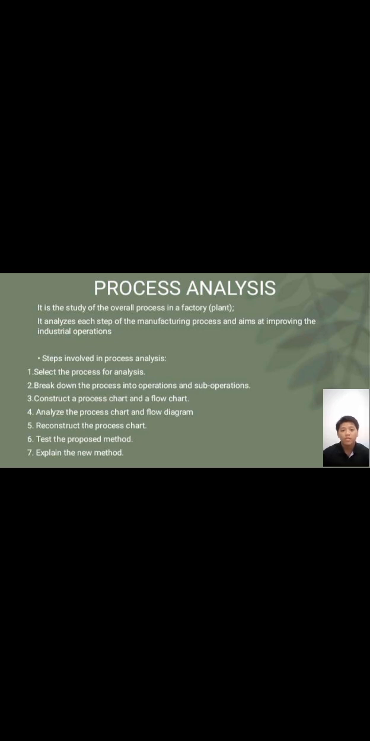Steps involved in process analysis. One: select the process for analysis. To select a process for analysis, you have to identify the objective, list potential processes, prioritize based on impact and feasibility, gather relevant data, define metrics, choose analysis techniques, consider stakeholders, and assess risks to check feasibility. This ensures a systematic approach to analyzing processes with a focus on achieving specific goals.